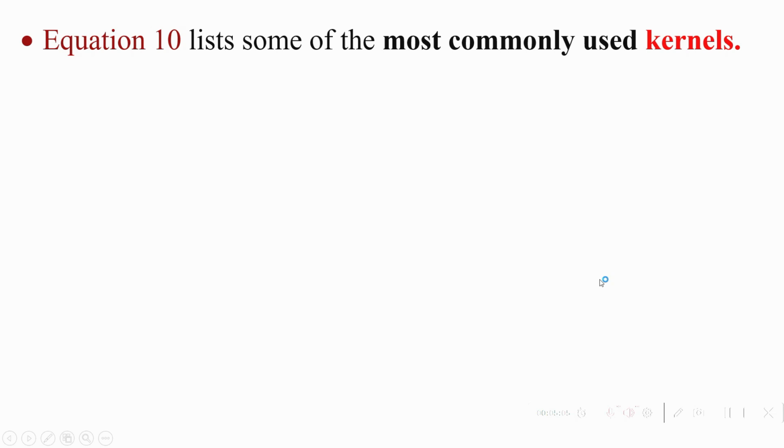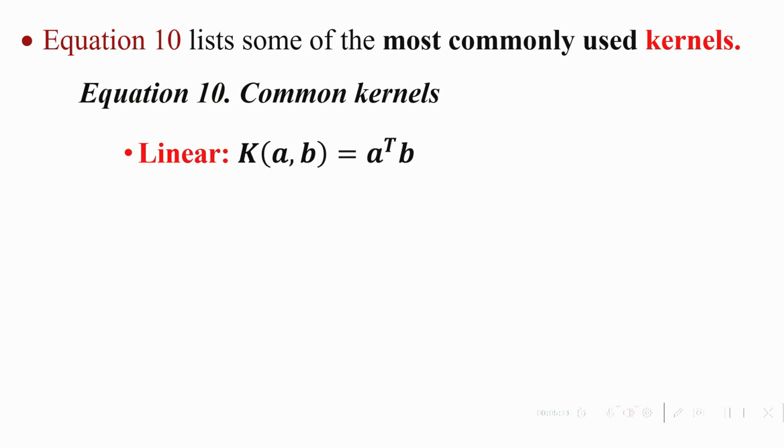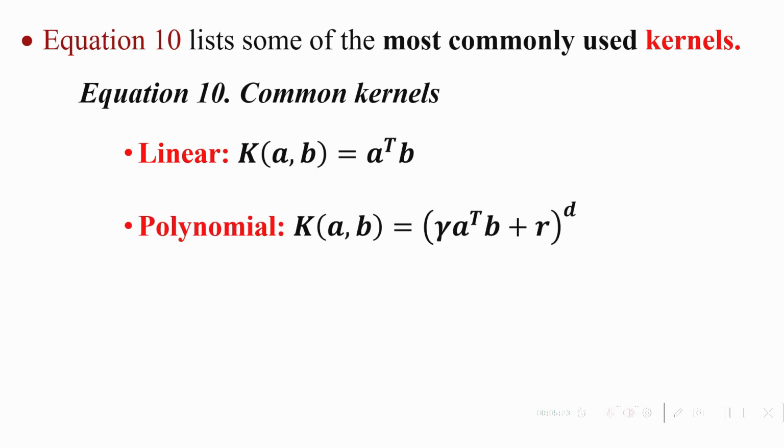The equation below shows some of the most commonly used kernels. The linear kernel is K of a, b equal to a transpose b. This is called the linear kernel. And the polynomial kernel is K of a, b equal to gamma a transpose b plus r, whole power d.